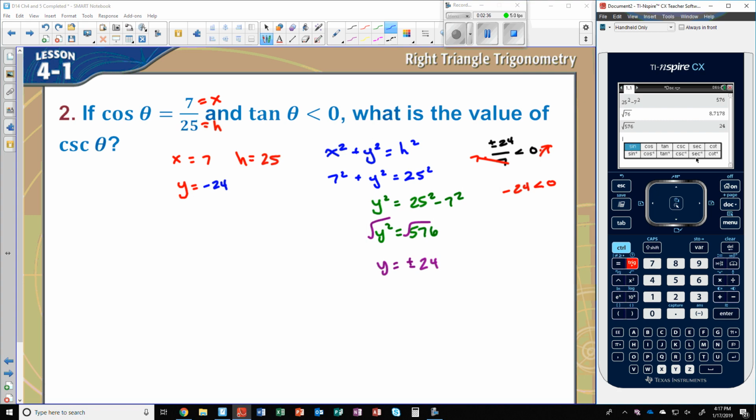Well, if you press the trig button over here, CSC, cosecant. This goes cosecant, secant, cotangent. It's in line with sine, cosine, tangent. CSC is a reciprocal of sine. So instead of being y over h, it's going to be h over y. So we're looking for h over y, which would equal 25 divided by negative 24. And that would be our answer here.